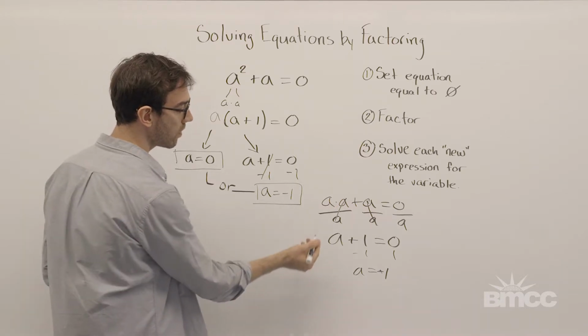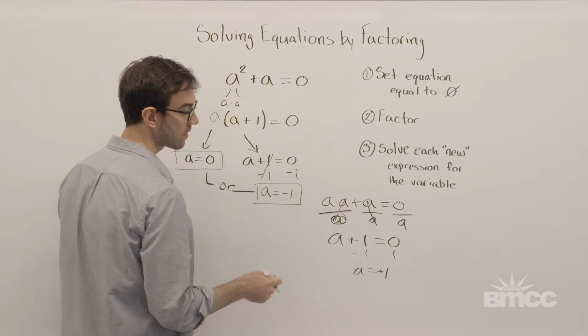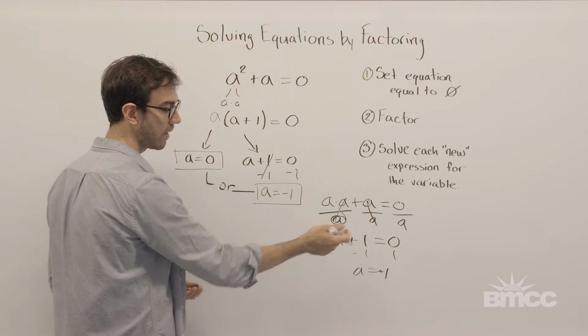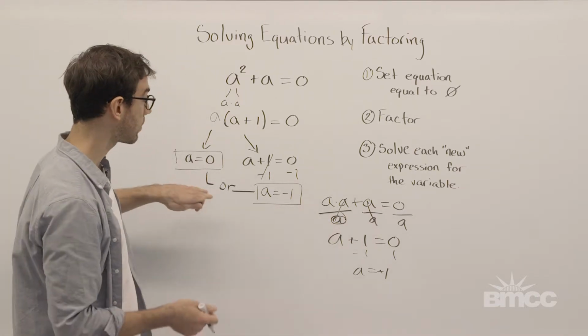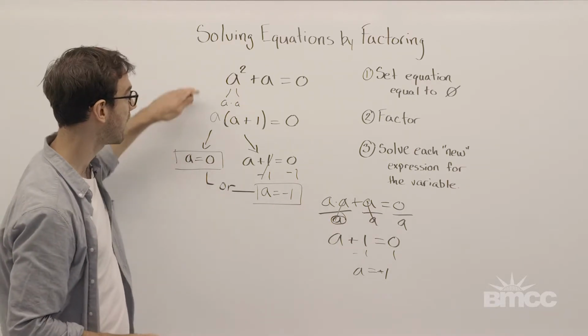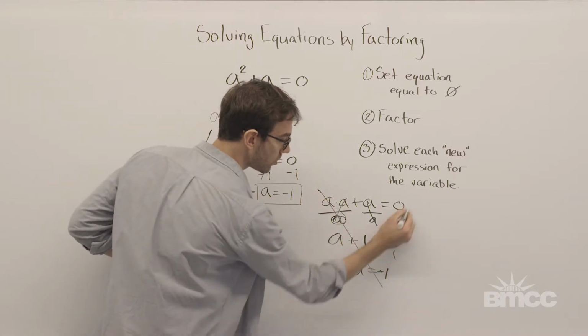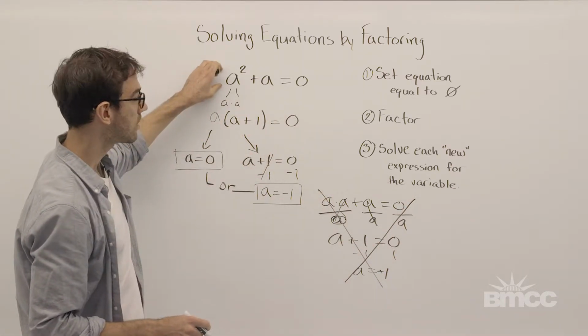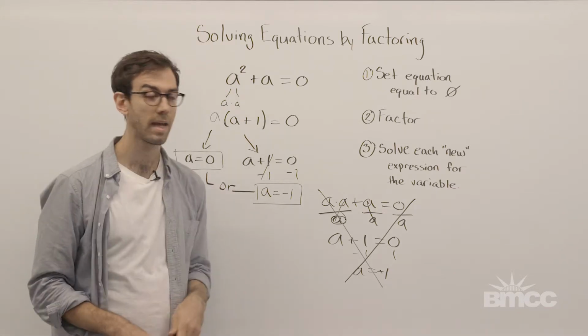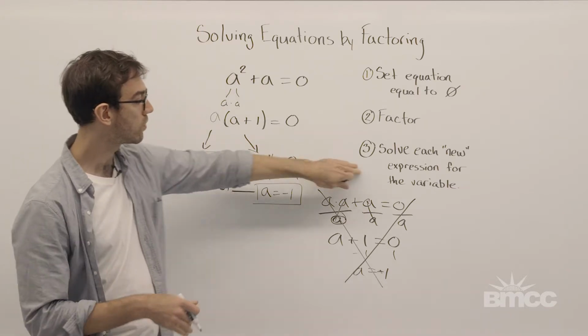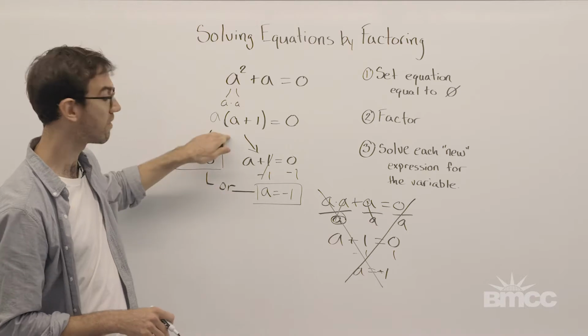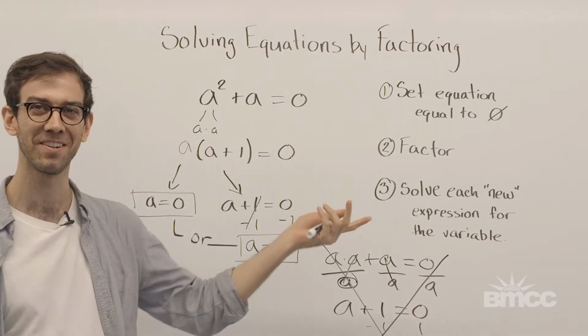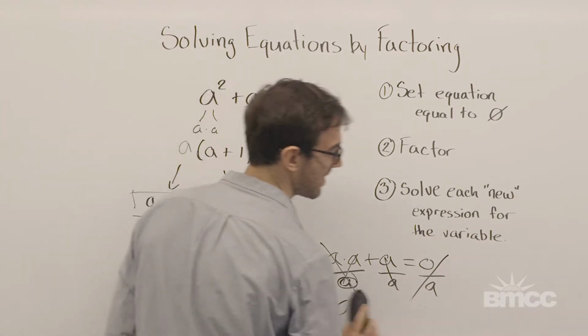Well, the idea is that we don't know what a is here. Say a was a 0, this would be undefined. It could be anything. We've got two solutions here, but we only found that by factoring. So you can't just jump straight to this to solve these equations. Whenever you have something like this, you always want to start by factoring and then solve each new expression for the given variable. Let's take a look at another example here.